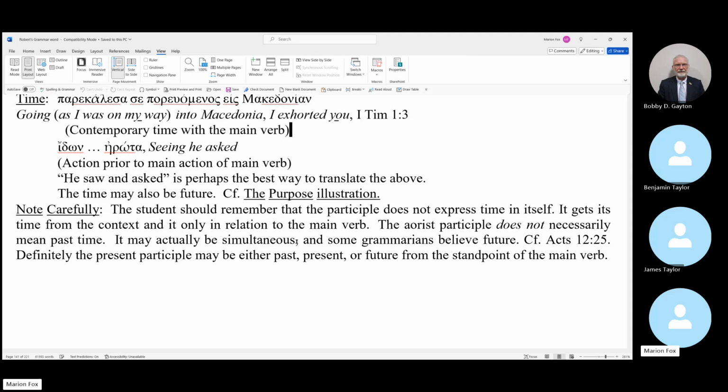The aorist looks at the action as a whole, but it has to pick up its time from the context. It may actually be simultaneous. Some grammarians believe future, according to what we have here. Now I can go over into the other file and see it, but it may actually be simultaneous.